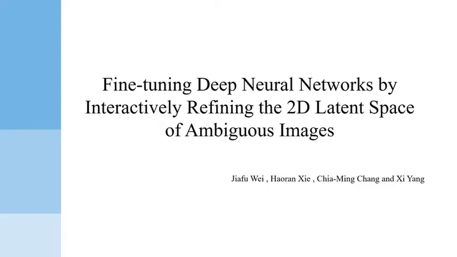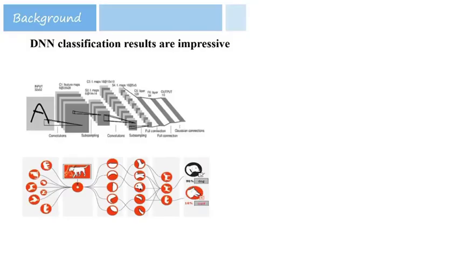Here, we introduce fine-tuning deep neural networks by interactively refining the two-dimensional latent space of ambiguous images. At present, deep neural networks maintain excellent results in the field of classification. However, the classification efforts of deep neural networks on certain types of datasets do not meet human requirements.